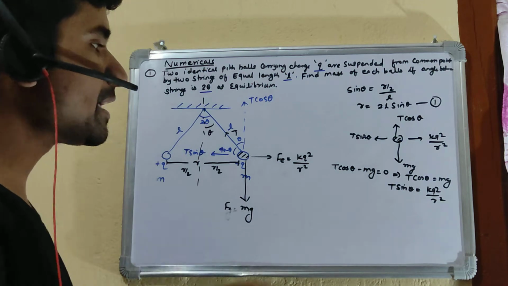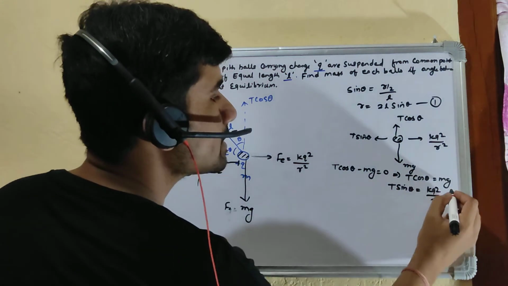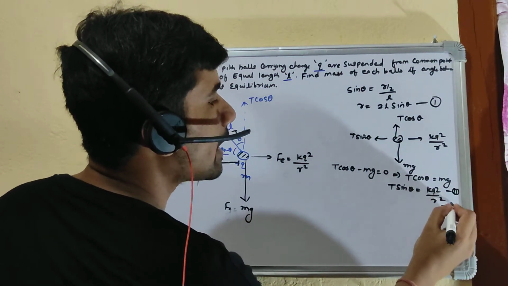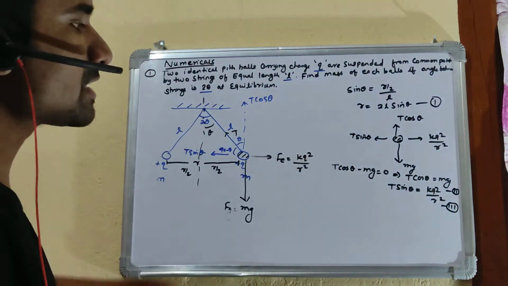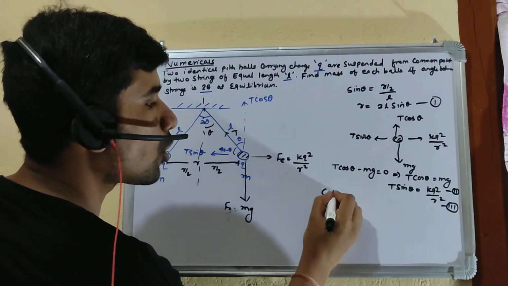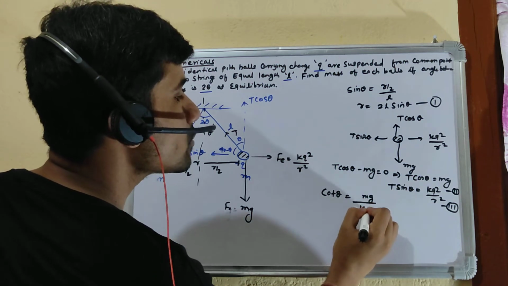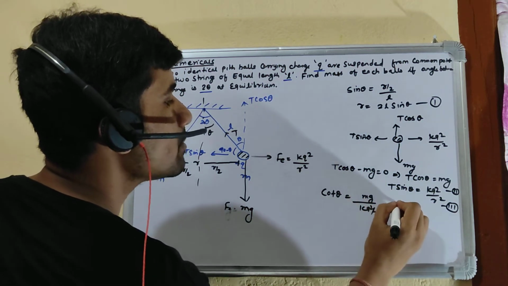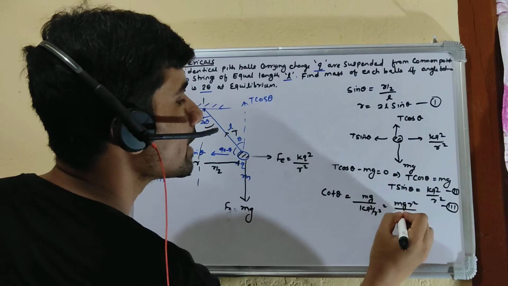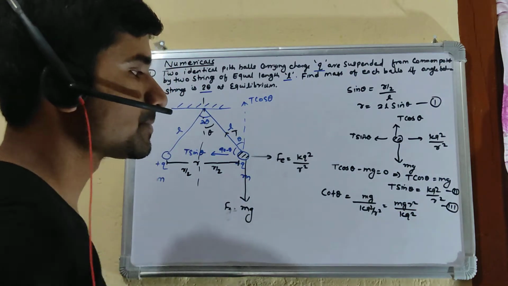Simple. Let me take the ratio. Let's say this is equation 2, this is equation 3. I'll take 2 by 3. So T will cancel out. Cos theta by sin theta is cot theta. Cot theta equals mg by kq square by r square. So it is mg r square by kq square, right?